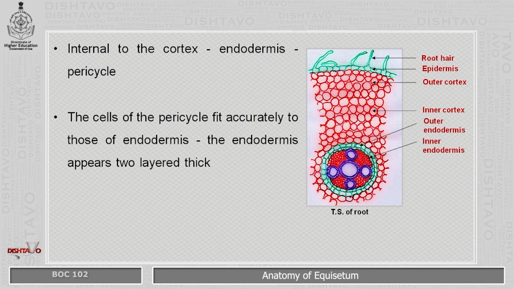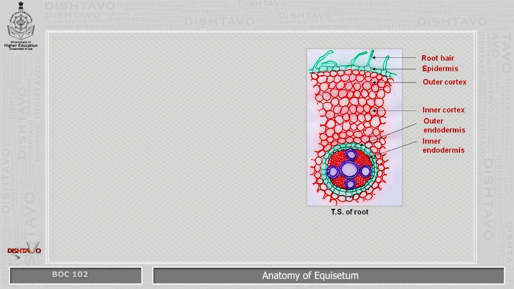The cells of the pericycle fit accurately to those of endodermis, and thus the endodermis appears two-layered thick. Since the Casparian thickenings are absent in the inner layer, it cannot be regarded as the second layer of endodermis. Casparian thickenings are clearly visible in endodermis. The stele is protostele with triarch or tetrarch vascular bundles.